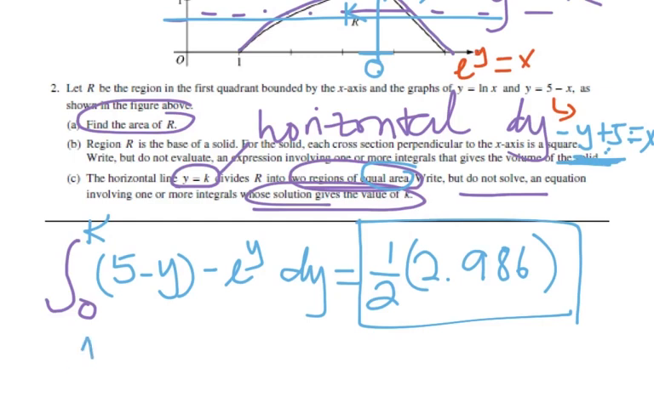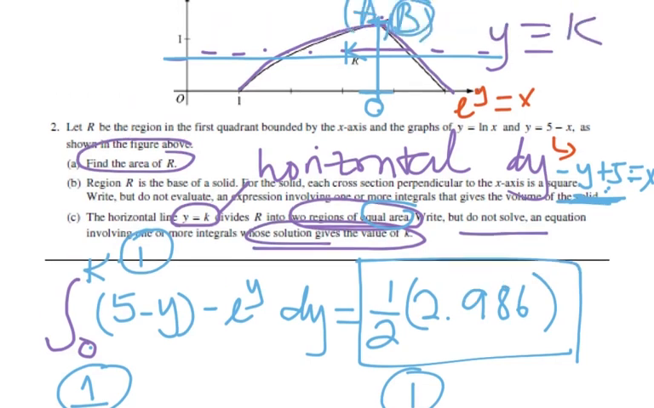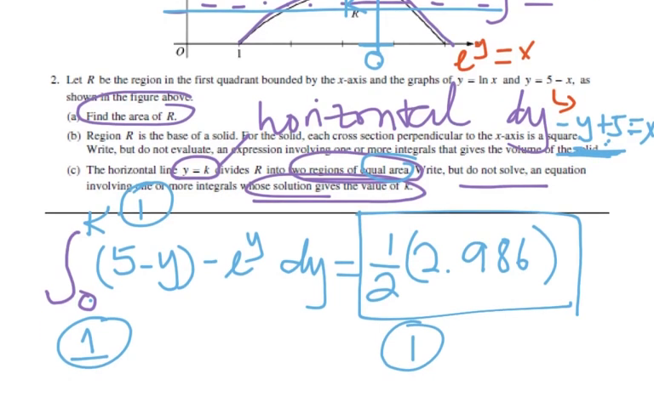If you have the integrand, that's 1 point. If you set up the limits from 0 to k, that's another point. And this equation is another point. So this problem is 3 points, and if we can draw out the picture and understand the question, it's not too bad.